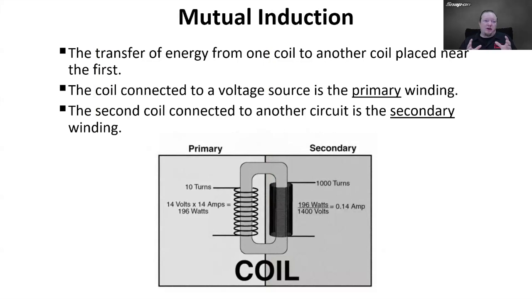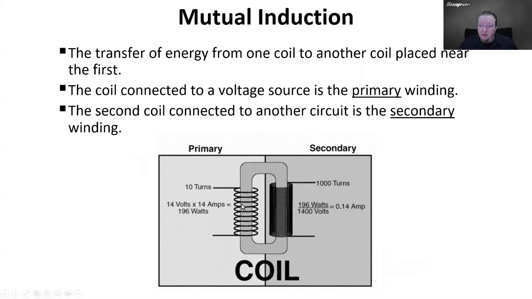So an ignition coil works on the principle of mutual induction. That's a transfer of energy from one coil to another when they're placed near to each other. The coil connected to a voltage source is going to be the primary winding, and the second coil connected to another circuit is going to be the secondary winding. And then we're going to have a common conductor in the middle, a common core. It's usually cast iron, and usually we're using copper wire.